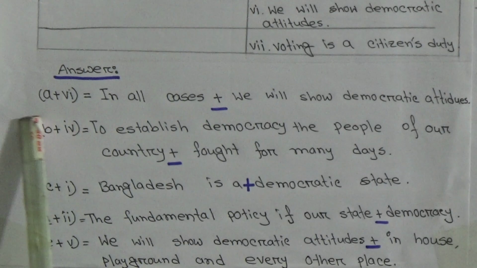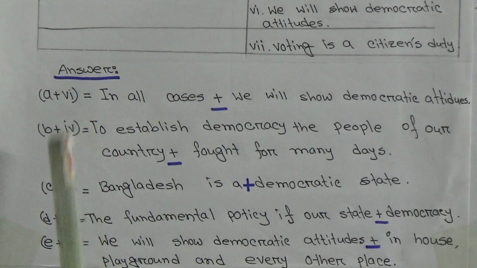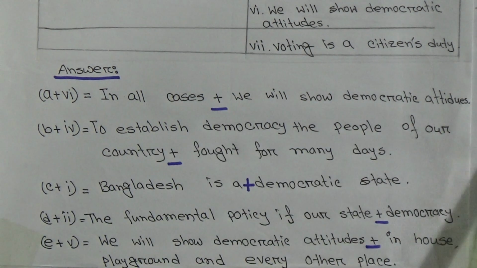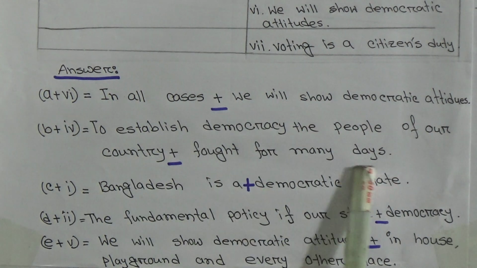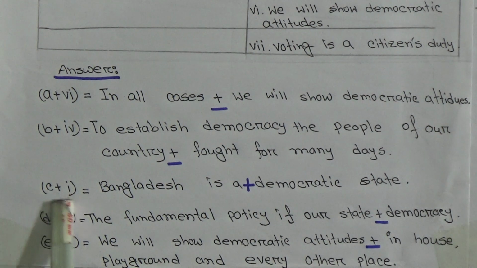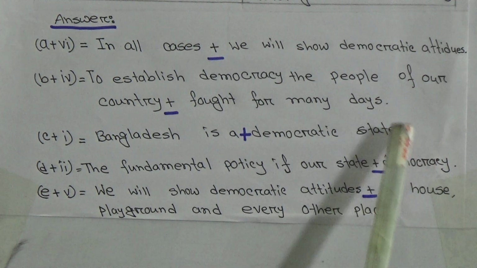And I will say it again. A plus 6, in all cases, plus, we will show democratic attitude, full stop. B plus 4, to establish democracy, the people of our country, then plus, fought for many days, then full stop. Number C. C plus 1, Bangladesh is a, then plus, democratic state, then we will put a full stop.